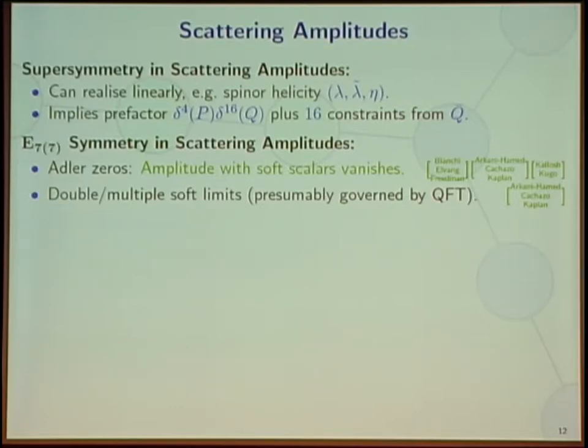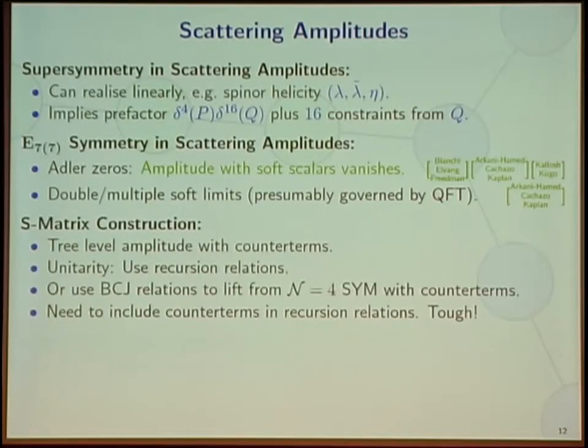E7 symmetry implies Adler zeros in the scattering amplitudes. And that means when you have an amplitude with scalar legs and you make the scalars very soft, that is, the momentum goes to 0, then along the way the amplitude should also vanish. So you just look at the scattering amplitude and you can see whether it respects E7 symmetry or not at this level. There's another consequence, which is not just single soft limits, but double or multiple soft limits. But so far, they haven't given rise to any constraints, and presumably they are governed just by the structure of the QFT or by unitarity. So maybe there's nothing new in that.